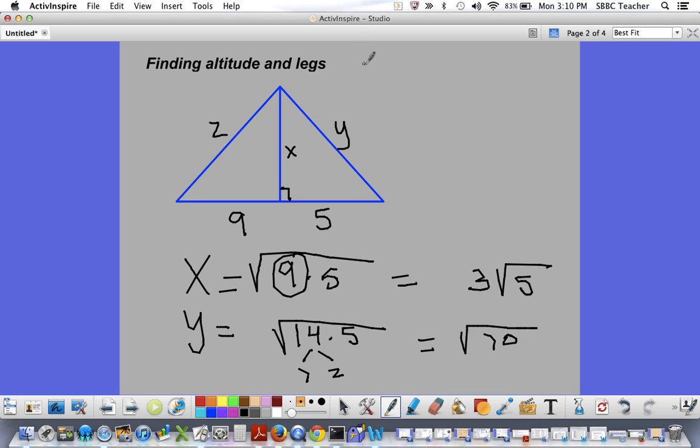For z, you would do the square root, again, of the entire base, which is 14. But this time we're going to do times 9, because 9 is the part of the base that's adjacent to the leg we're looking for. 9 happens to be a perfect square, so 3 comes out of the radical, and 14 stays inside. So that leg is 3 radical 14.